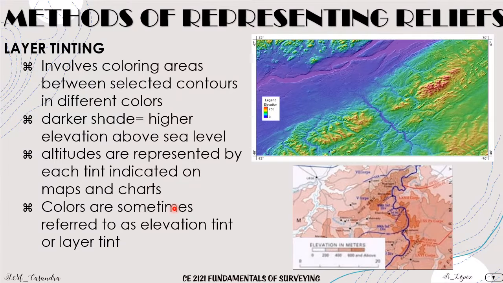So these are examples of reliefs with the use of layer tinting. You can use several colors to indicate the elevations of the topography, or you can use a single color with different shades. For this example, the brighter color red represents higher elevation, and for this example, the darker color or shade of red is the highest or higher elevation. No color would indicate zero elevation or lower elevations.